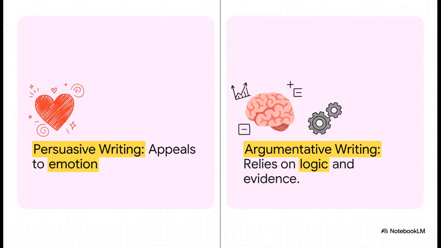And this is a super important distinction. Here's the easiest way to think about it. Persuasive writing often aims for the heart. Argumentative writing aims for the head. One wants you to feel its point, the other wants you to think its point. Both are powerful, but they use very different playbooks.